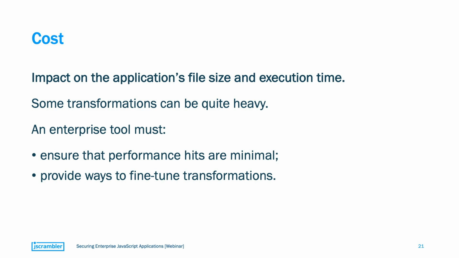So, an enterprise tool like JScrambler provides specific capabilities to keep performance hits to a minimum, namely by leveraging code annotations which enable you to control which specific transformations you want to use in the specific parts of your code. Understanding these three metrics is very important to ensure that your code is actually protected and doesn't just look like it is.